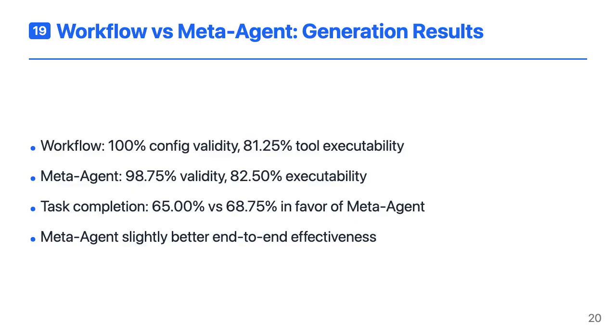On AgentGen-80, the workflow mode nails configuration validity at 100%, thanks to its deterministic pipeline, and reaches about 81% tool executability. The meta-agent mode is almost as robust, with 98.75% valid configs and slightly higher tool executability. When you look at full task completion, meta-agent pulls ahead, about 69% versus 65% for workflow. That suggests the extra flexibility of an architect agent can translate into better end-to-end behavior, especially on more complex tasks.